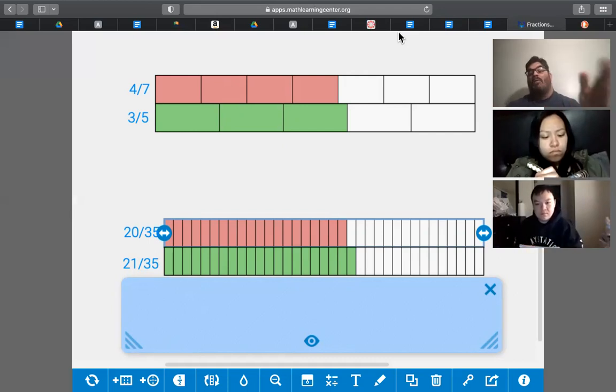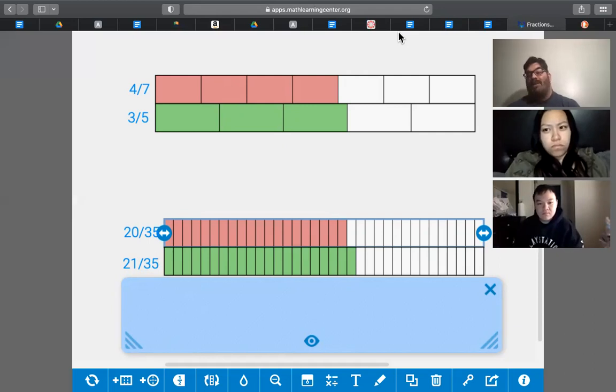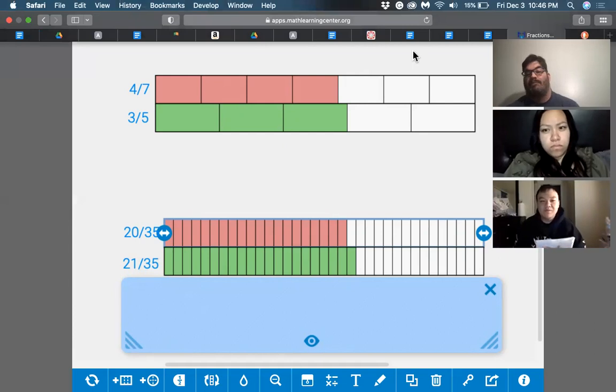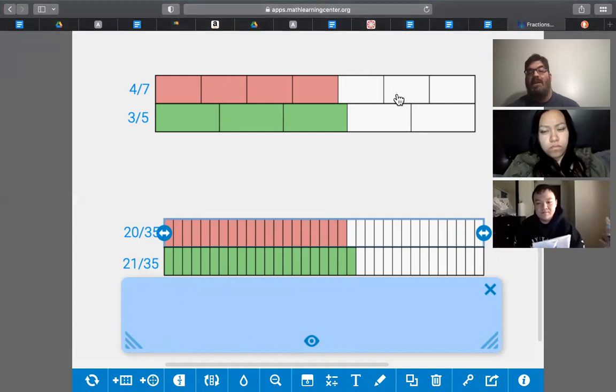So just to finish off really quick for this session, which one out of 4/7 and 3/5? Go ahead and give me the answer. Brian, you've been doing an amazing job. Go ahead. 3/5 would be bigger because it has the bigger numerator when you multiply it and you find it out.